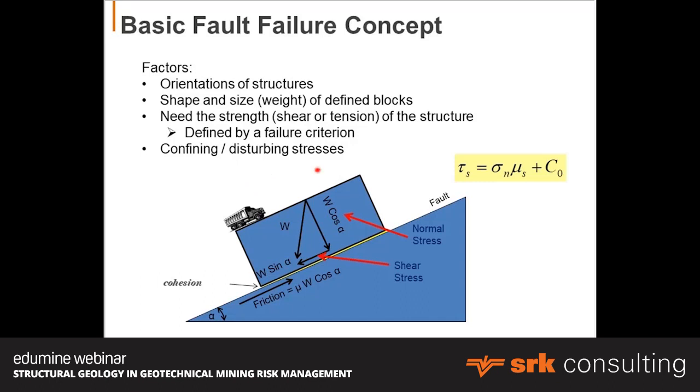Okay, so we describe that through some form of failure criterion or an equation, okay, where the strength, the shear strength is related to the normal stress down onto the face, as well as the frictional properties or the coefficient of friction, plus a cohesion.